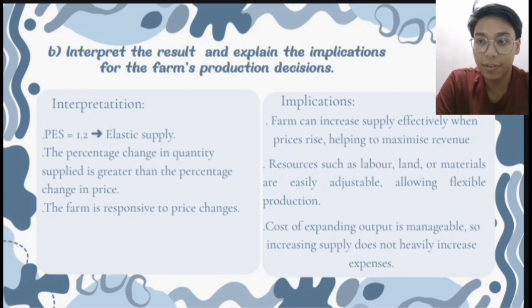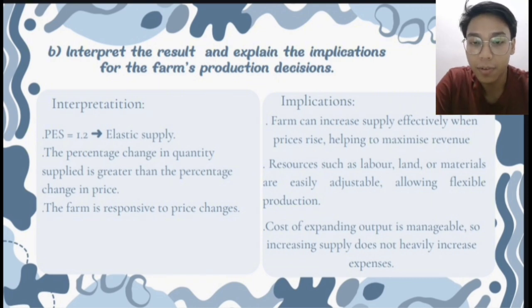This suggests that the farm has the capacity to respond quickly to changes in market price, possibly due to the availability of resources, short production time, and efficient production methods. So now let's see the implications for the farm production decision.